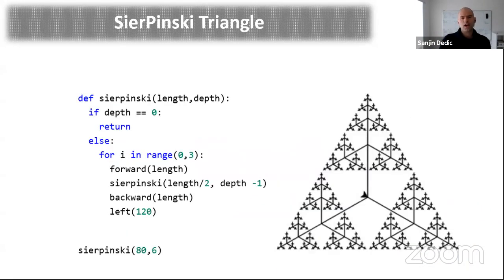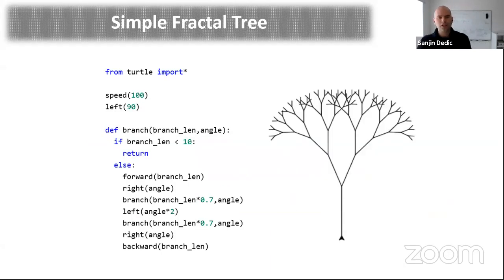We'll also create this very famous fractal that's called the Sierpinski Triangle. The Sierpinski Triangle is basically a trident that keeps dividing, but we'll also play around with using stamps to make it look a little bit more filled in. After that, we will get into drawing a simple fractal tree.